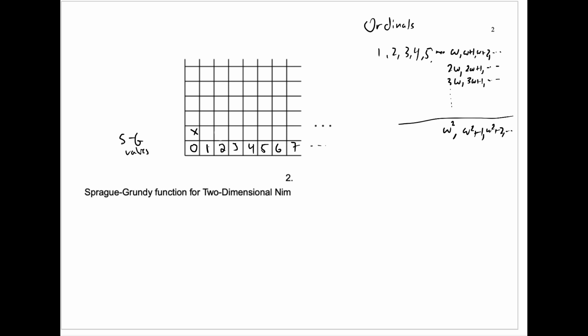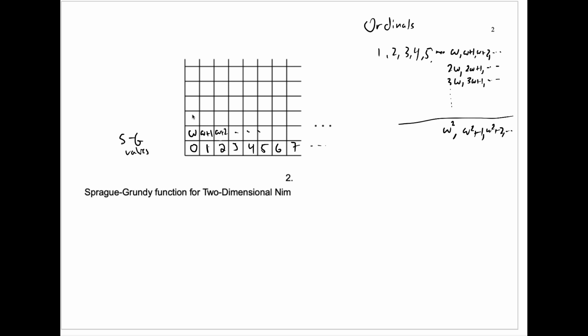Well, the Sprague-Grundy number for this position here, just above the 0, would be the least thing which is bigger than all the natural numbers, so that would be omega. Then we'd have omega plus 1. It has to be the least thing that's bigger than omega and everything below it, because all of those are already taken. We'd have omega plus 2, etc.